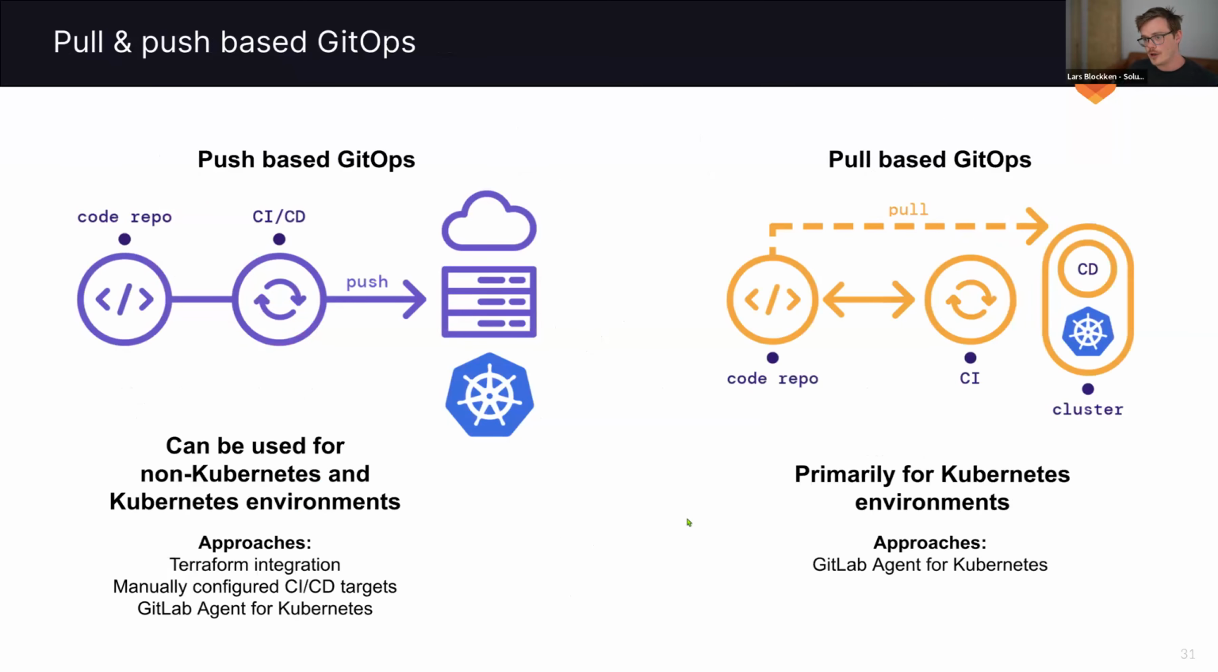Today, I'm going to focus on the right side that you see here, the pull-based GitOps, which I'll also show you. It's primarily for Kubernetes environments, and it's also going to use our GitLab agent for Kubernetes. The left side, my colleague Ted will show you, and I will leave that explanation for him, so that he can talk a little bit about how the push-based approach looks. However, both of these are available, and now I'm going to focus on the pull-based one that you see on the right.